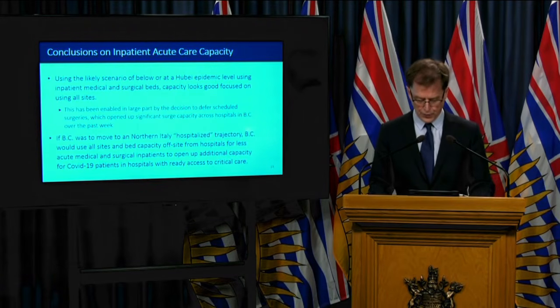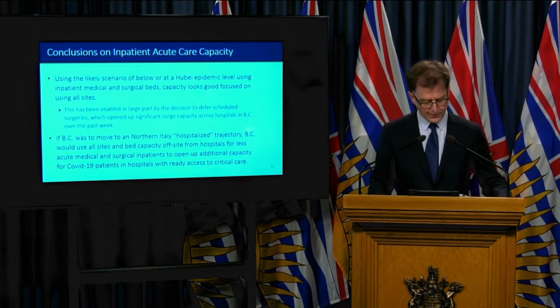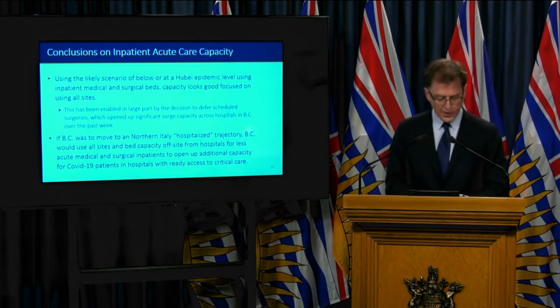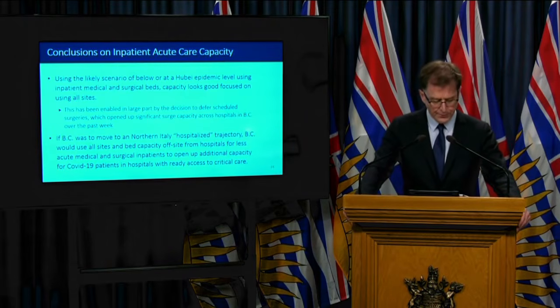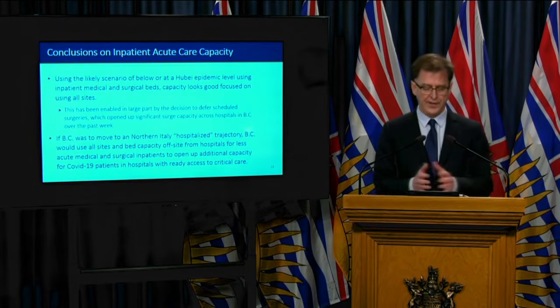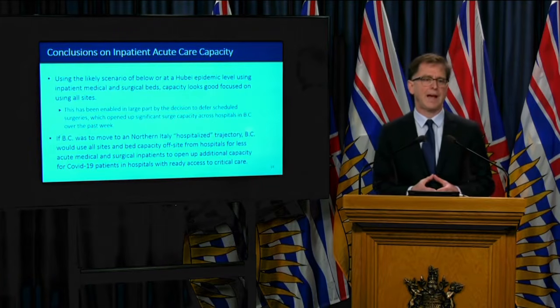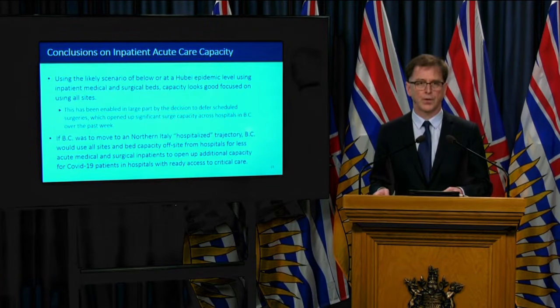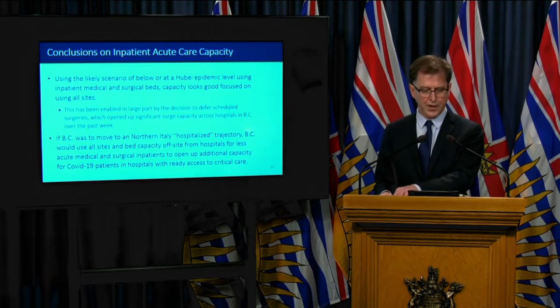If BC was to move to a Northern Italy hospitalized trajectory, BC would use all sites and bed capacity off-site from hospitals for less acute and surgical inpatients to open up additional capacity for COVID-19 patients in hospitals with ready access to critical care. You're going to see those preparations start to happen next week with Vancouver Coastal Health, and we'll have more information on that.